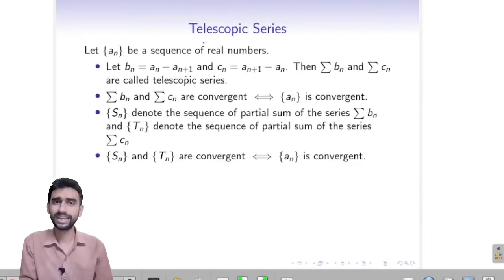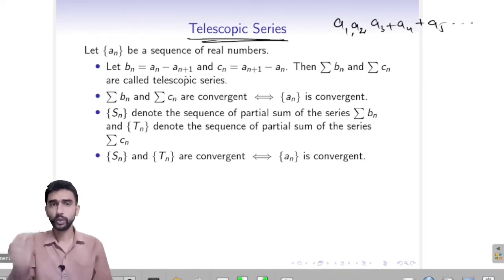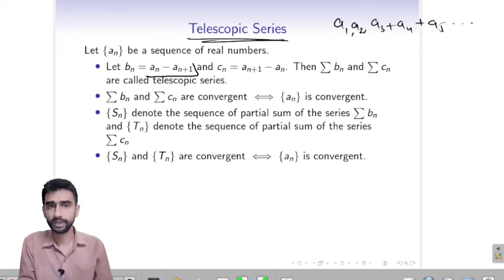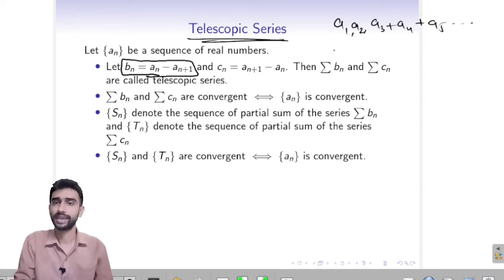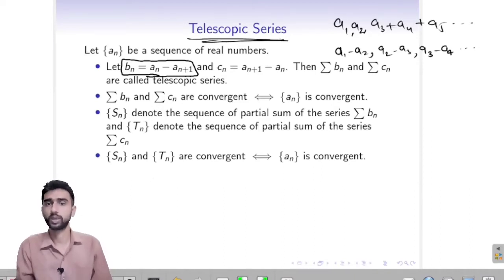Now, what are telescopic series? So if you have a sequence A1, A2, A3, A4, A5, let's say, and you are subtracting the nth element from its next element. Subtracting an from an plus 1 means a1 minus a2, then a2 minus a3, then a3 minus a4. This will give us a new sequence.